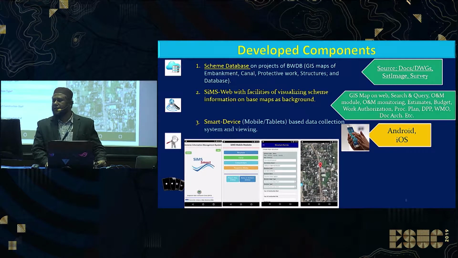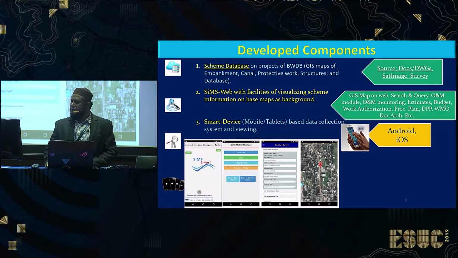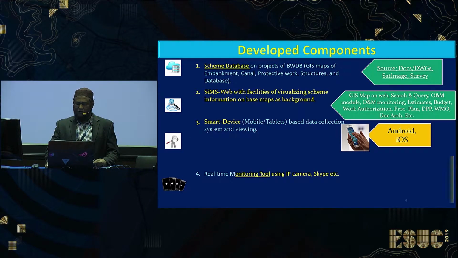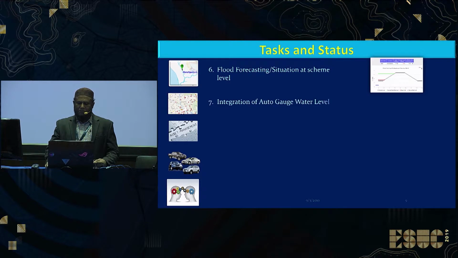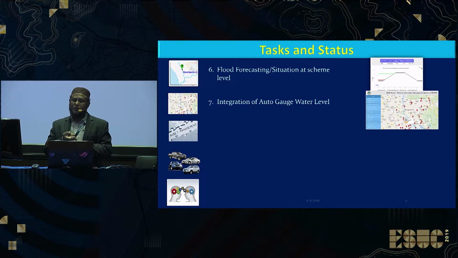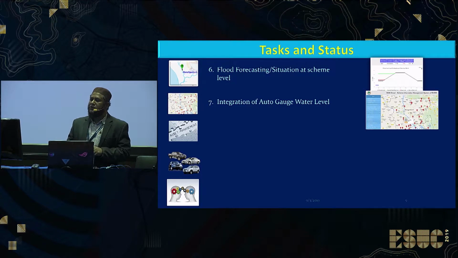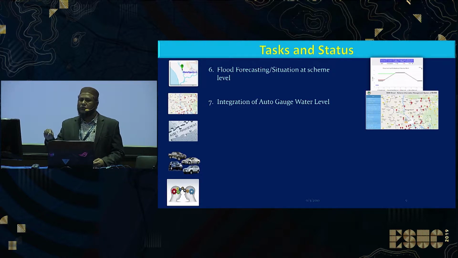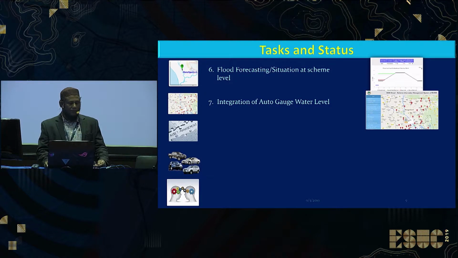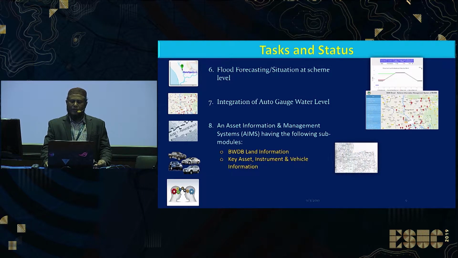The developed components were the scheme database, SIMS web-based facilities for visualizing the scheme information system, and a smart device-based data collection system. We developed GIS-based mobile apps through which we collect the data in real time. It is updated in the server and it can be seen on the screen. And then we have connected flood forecasting information at scheme level, because forecasting is done at river gauge locations. From there, it is translated to water management structure level to estimate the threats of flood. Can this structure handle this level of flood or not, so that the infrastructure manager can get help.